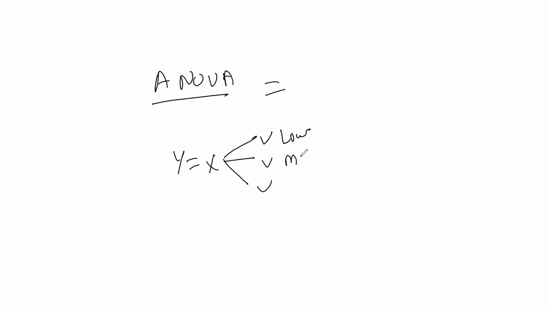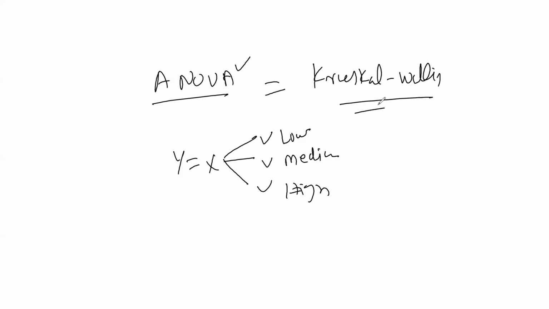ANOVA, analysis of variance, one-way ANOVA. In a one-way ANOVA, basically we compare more than two means. There are three categories: low, medium, and high. If my data is not normal, not homogeneous, as the equivalent of the ANOVA, I will use the Kruskal-Wallis test. Is it clear?